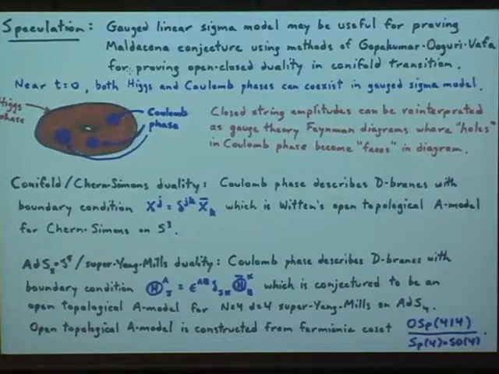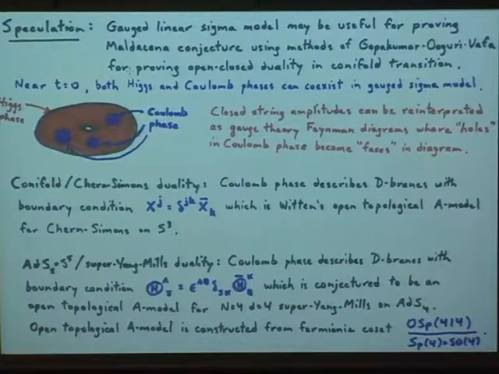So this is just a diagram. This is a one-loop closed string amplitude, and you have these disks which describe the Coulomb phase, and the rest is all in the Higgs phase. And what they showed is that the closed string amplitudes can be reinterpreted as just gauge theory Feynman diagrams, where these Coulomb phases are thought of as holes, which can be interpreted as faces of the Feynman diagram.